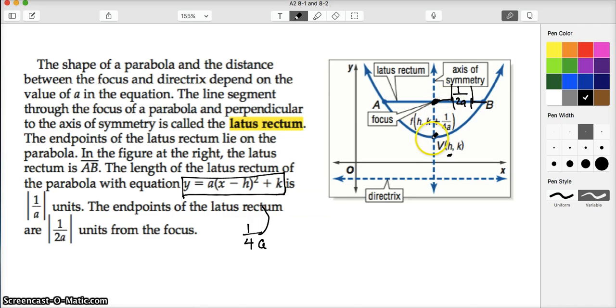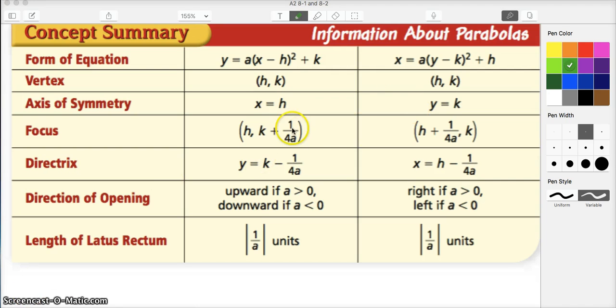focus. And also, if the focus is k plus 1 over 4a up, or 1 over 4a units up, then the directrix has to be 1 over 4a units down from that vertex. Does that make sense? Because remember, we said earlier that the focus and directrix are equidistant from every point on the parabola, including the vertex. So it makes sense that that's the situation we have there. So here's a visual breakdown of what's happening in this situation.